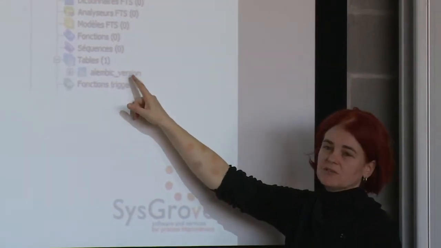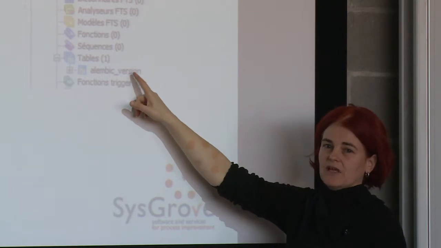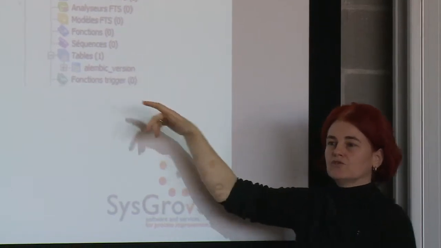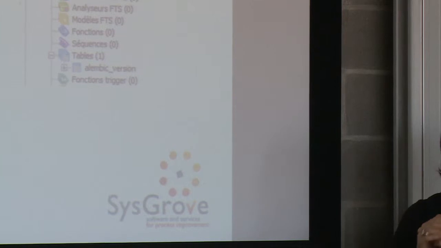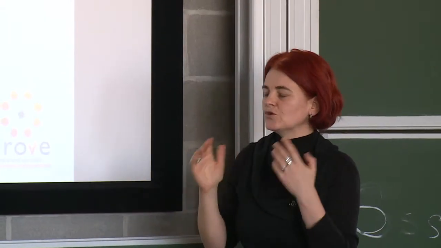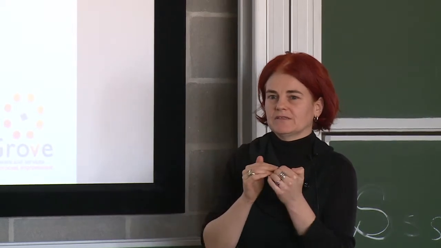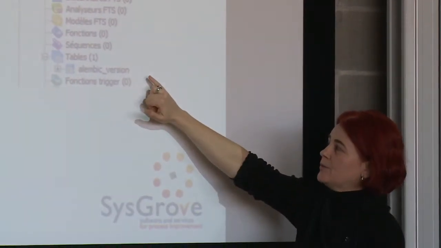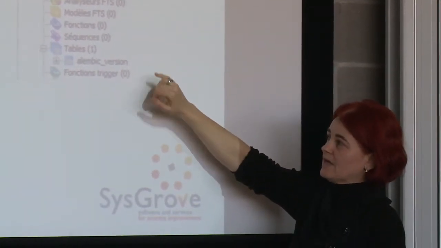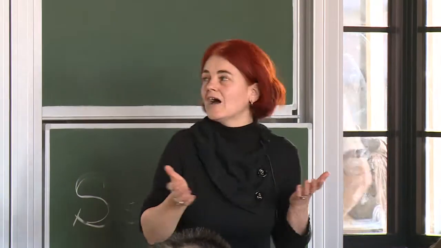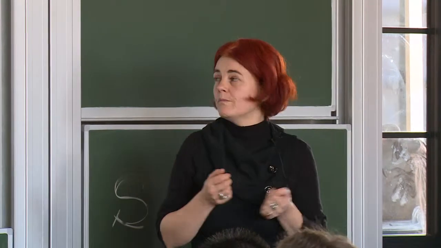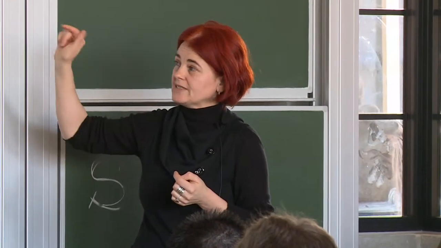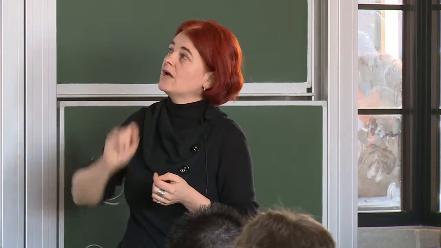This is the table that has been created by Alembic itself, and it's a way for it to know at which migration level it is. So it has created this table in my database, and I have nothing else because I have nothing to do. Right now I haven't called, for example, the createAll method. I'm going to update my database schema, which is empty, with the help of Alembic.